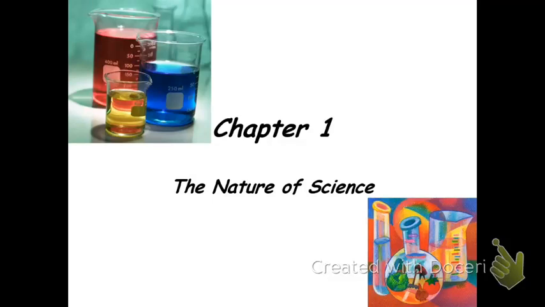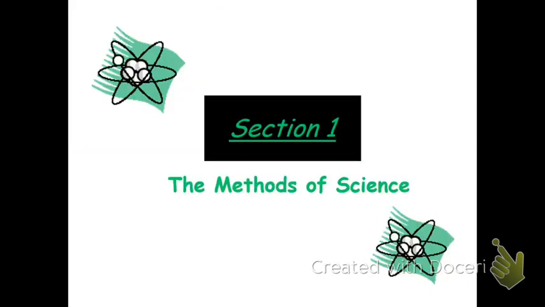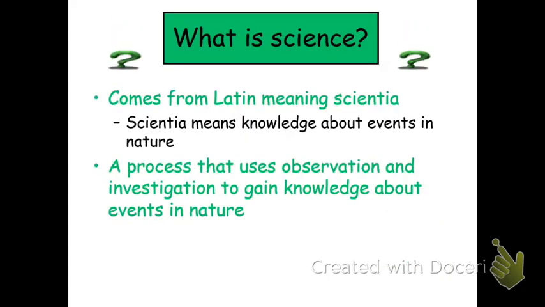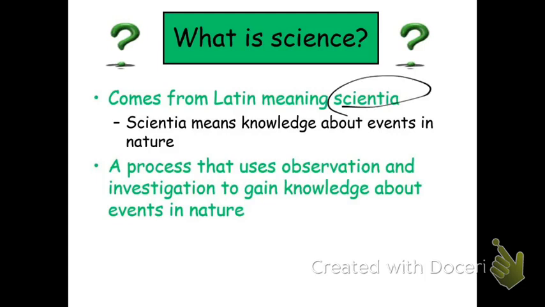Alright, this is the very first video of Chapter 1, and this is the nature of science. Section 1 is the method of science. This is just going to talk a little bit about, first of all, what is science? Science comes from the Latin scientia, and basically what that means is that it is the knowledge about events in nature.